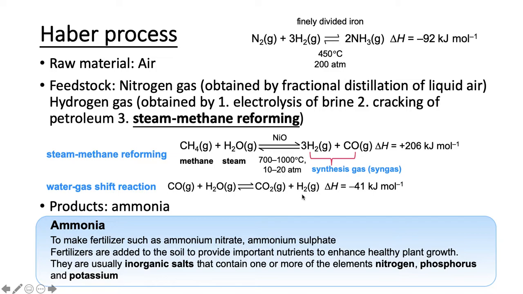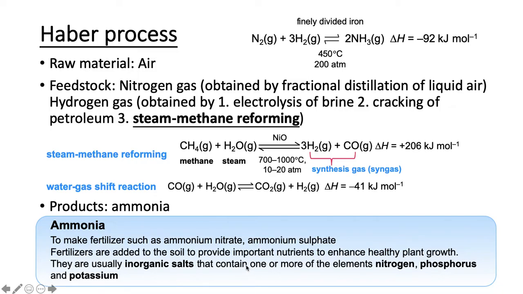Steam methane reforming is also a very important reaction that is used in another industrial process called methanol production. And in this Haber process, ammonia gas is produced, which is very important to make chemical fertilizers such as ammonium nitrate and ammonium sulfate. The fertilizer is added to the soil to provide important nutrients to enhance healthy plant growth.